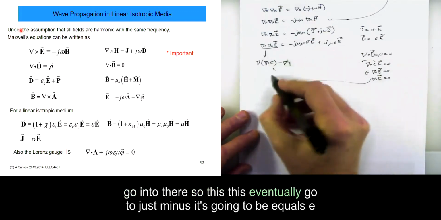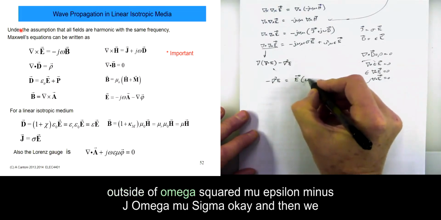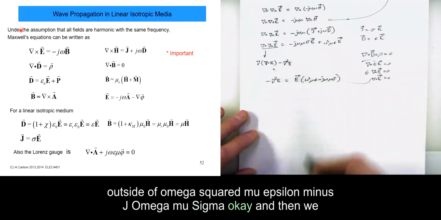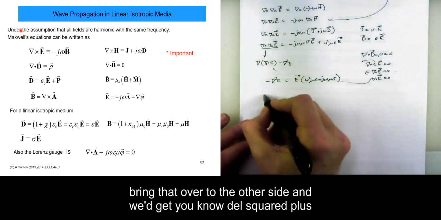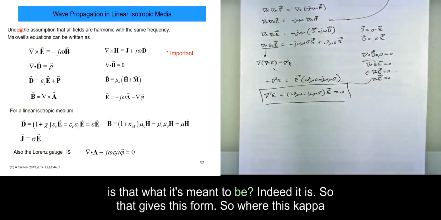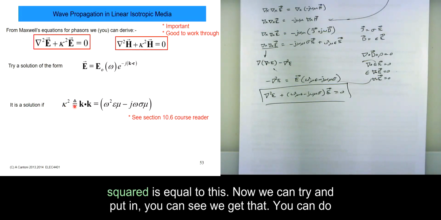So this eventually goes to just minus del squared E equals E outside of omega squared mu epsilon minus j omega mu sigma. Then we bring that over to the other side and we get del squared plus omega squared mu. That's what it's meant to be, and indeed it is. So that gives this form, where this kappa squared is equal to this.